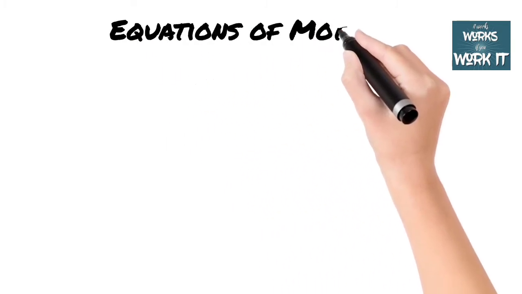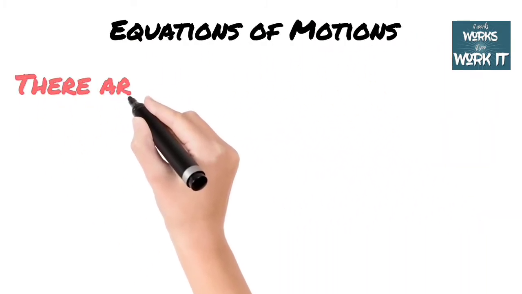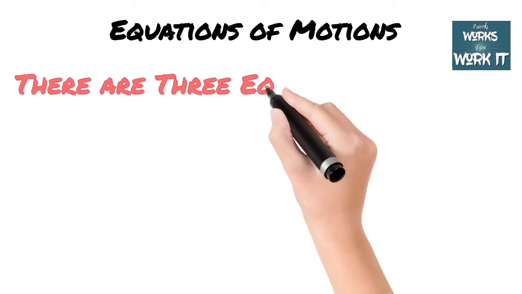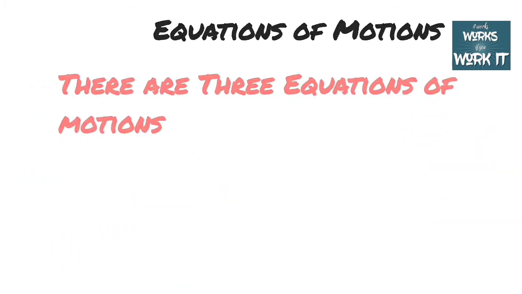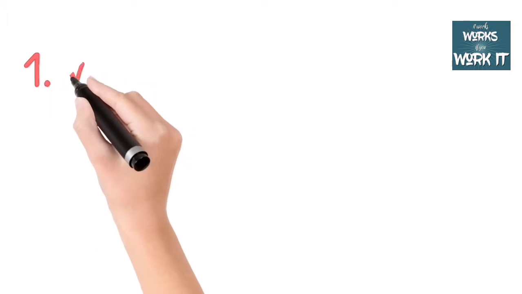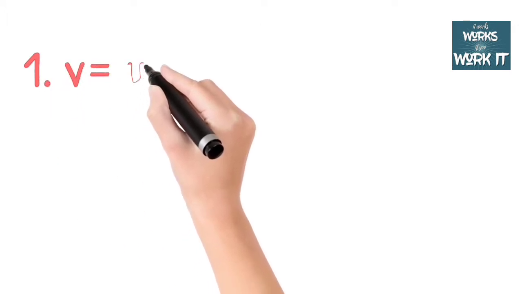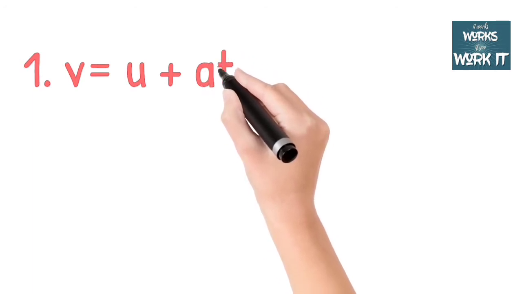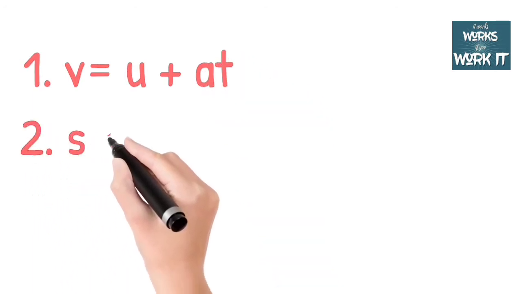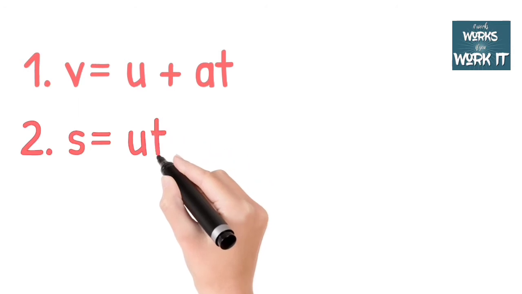Hello students, today we will be doing equations of motion. There are three equations of motion. The number one is v equal to u plus at. Here v means final velocity, u initial velocity, a acceleration, and t is time.